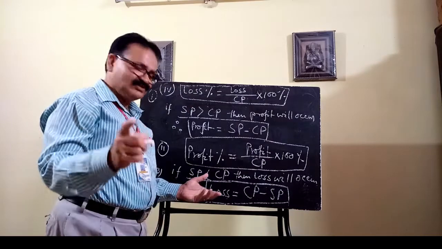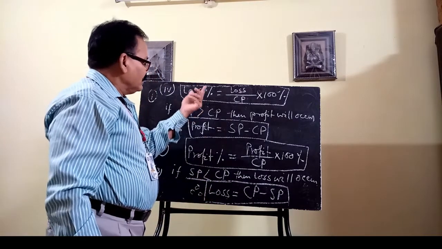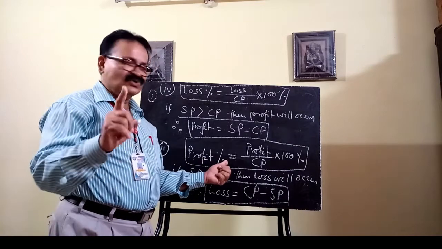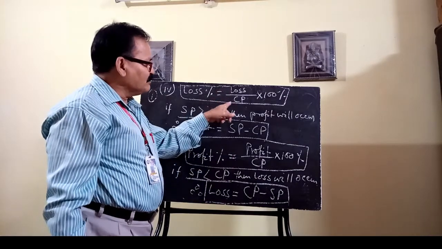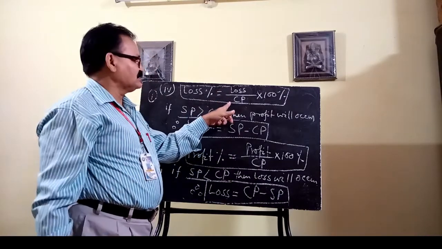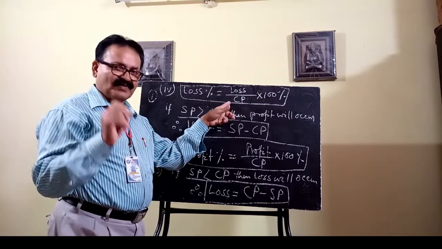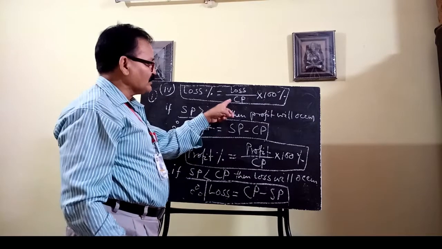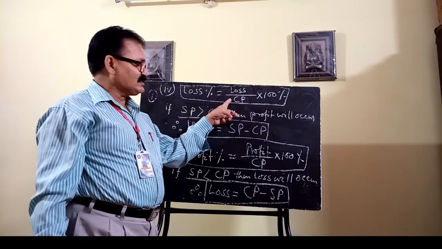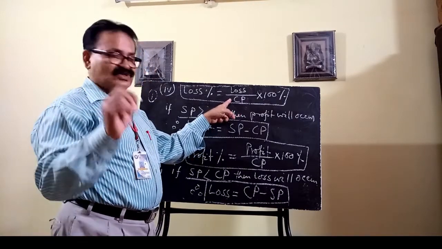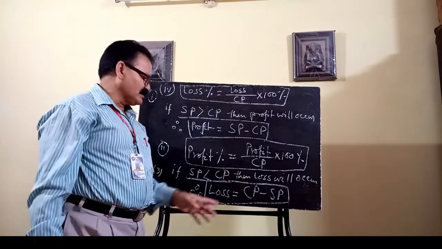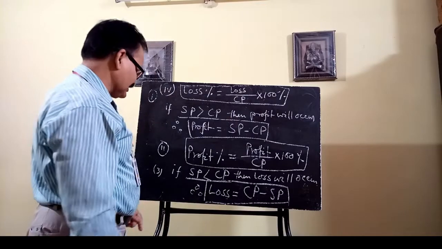So this is your loss percent. Here you see loss percent as well as profit percent. In both cases, it is compared with your cost price. Whether the shopkeeper will have the profit or loss, it completely depends upon the CP. So loss percent is based on the cost price, that is loss by CP into 100%. This is your loss percent.